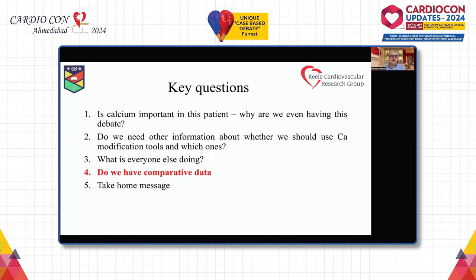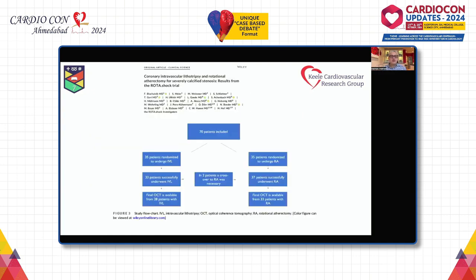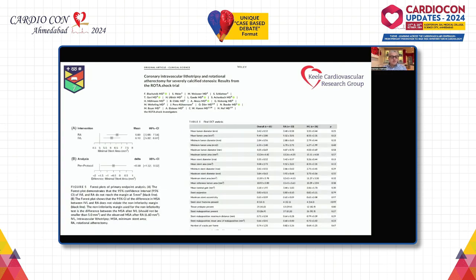Do we have comparative data, treatment A versus treatment B? And the answer is yes, we have a randomized control trial, the RotaShot trial, a small trial, 70 patients that were randomized either to undergo IVL or rotational atherectomy. We don't have a trial with orbital in these patients. And the primary endpoint was minimal stent area. And you can see there was no significant differences between the two arms, slightly bigger MSA with the rotational atherectomy. This was not significant, and IVL was found to be non-inferior.